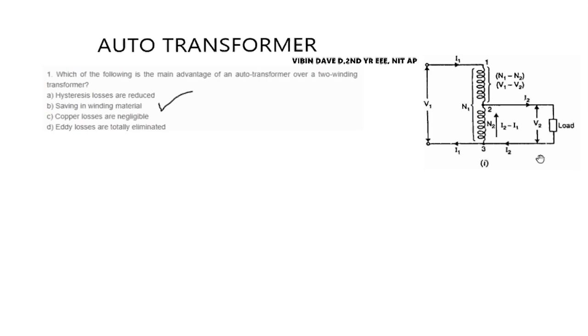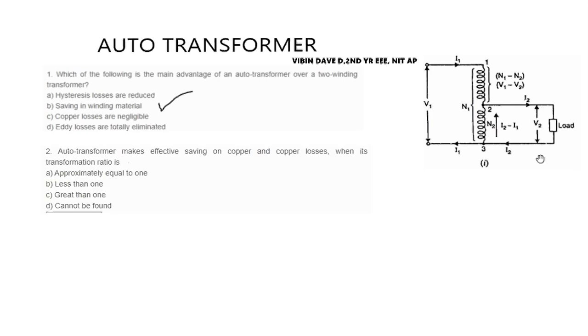Okay, let's move to the next question. An autotransformer makes effective saving in copper and copper losses when its transformation ratio is approximately equal to 1, less than 1, greater than 1, cannot be found. I think you remember the percentage of copper saved is K into 100. So when K approaches 1, the amount of copper saved will be very high. So the answer will be approximately equal to 1. I think you understood that one.